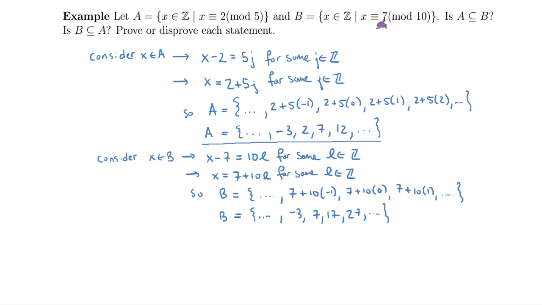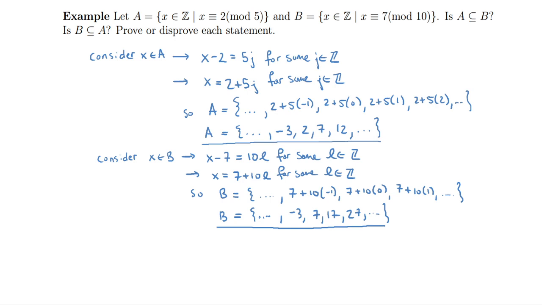Now modulo 10, if you're thinking of the positive ones, these are the ones that are going to have a 7 in the ones digit, because modulo 10, you're just subtracting off 10 over and over and over, right? So we have kind of a better idea of what B looks like. Okay.